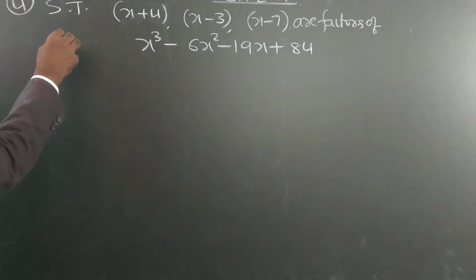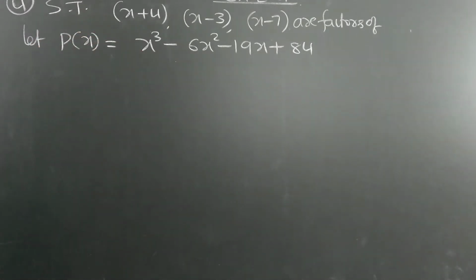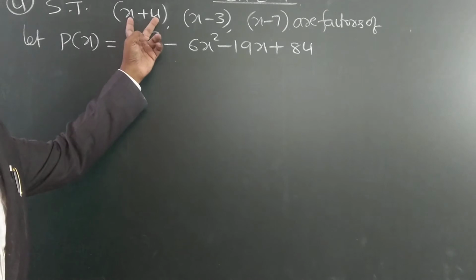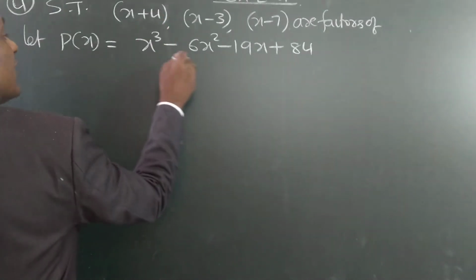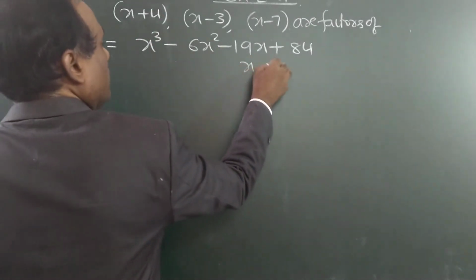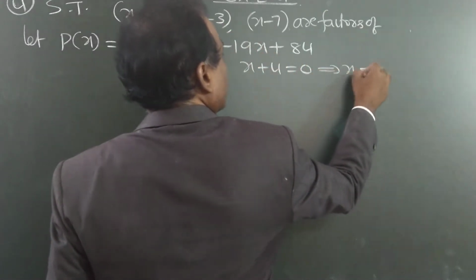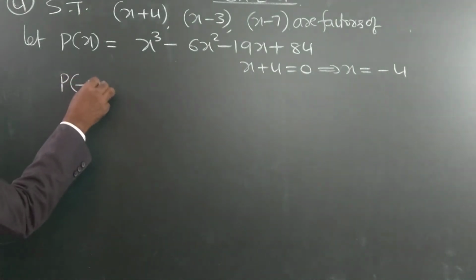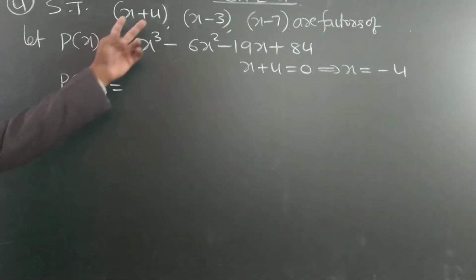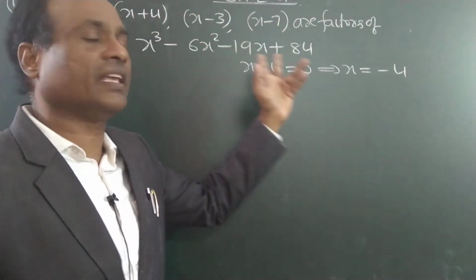See here, take this polynomial as p of x. First, let us prove that x plus 4 is a factor. How to show that x plus 4 is a factor? x plus 4 is a factor means take it as 0, so we have to take x is equal to minus 4. So take p of minus 4. If this is 0, then x plus 4 is a factor. Similarly, let us prove that all three are factors.